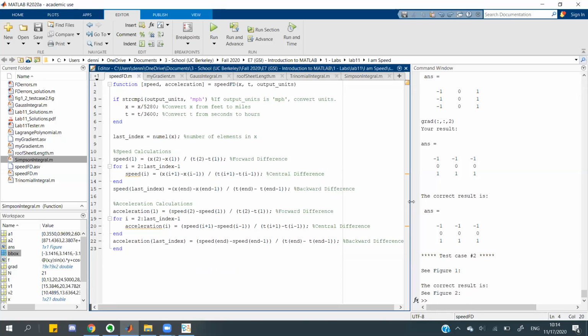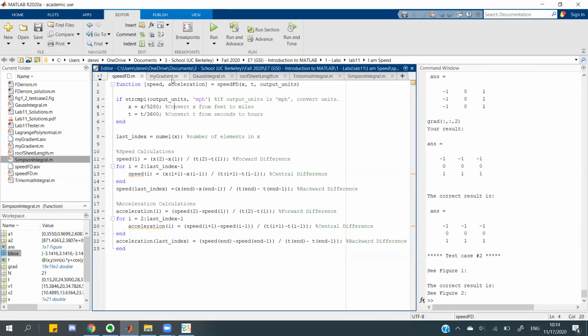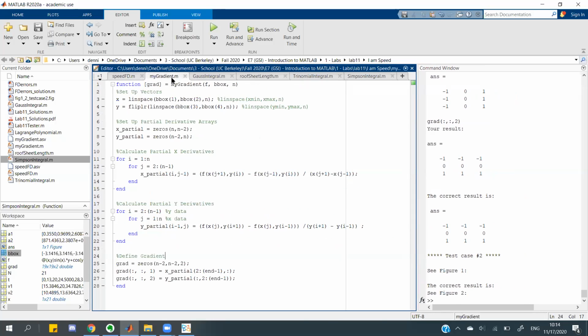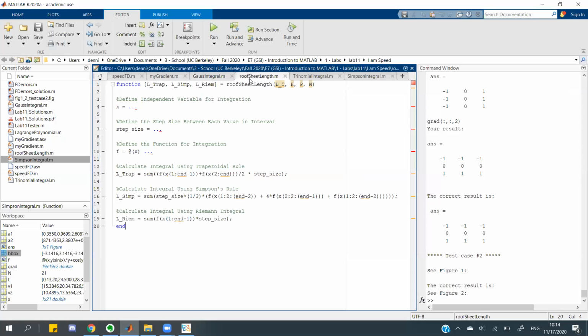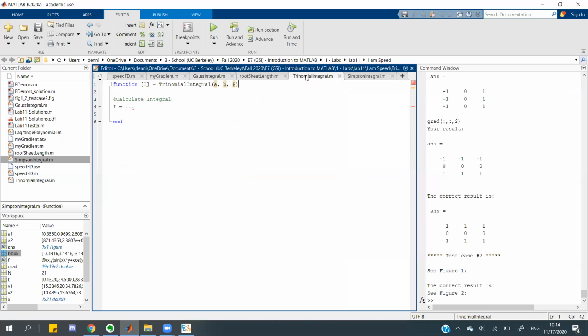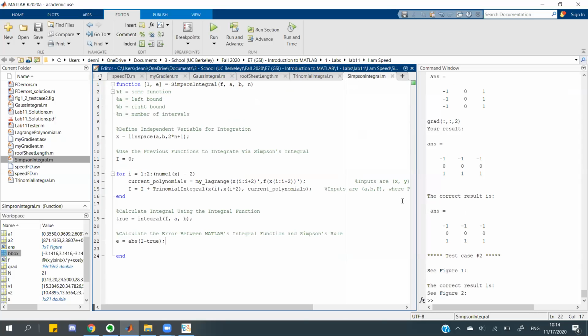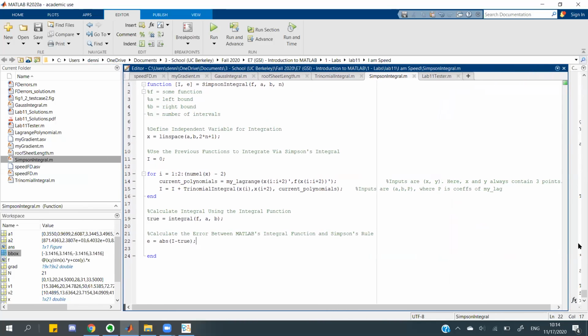Okay, so once again, speed, my gradient, Gauss integral. So 1.1, 1.2, 1.3. No, 2.1. 2.2, roof sheet length. Trinomial integral, that's 3.1. And lastly, Simpson integral, which is, let me expand this out, 3.2.